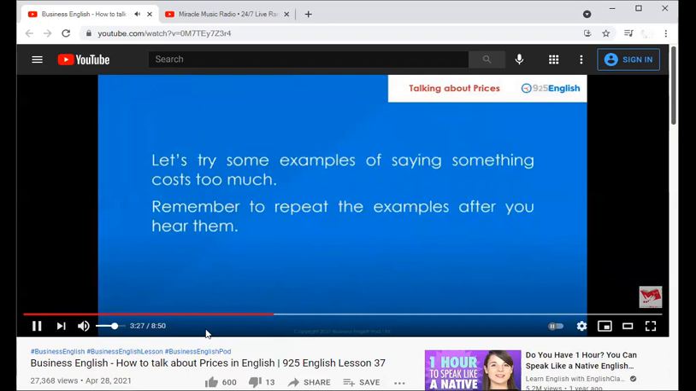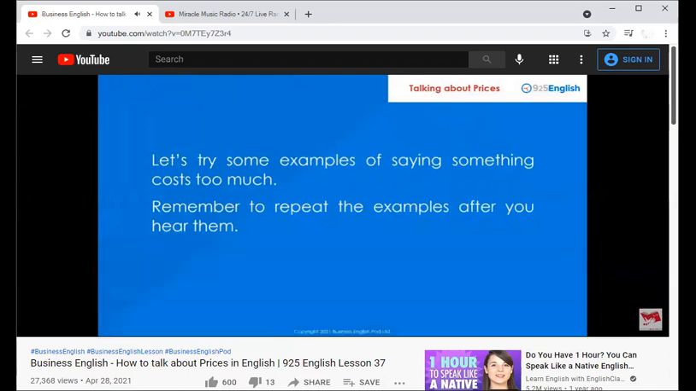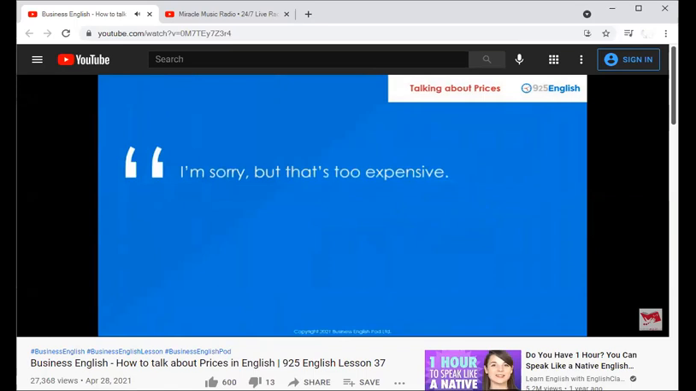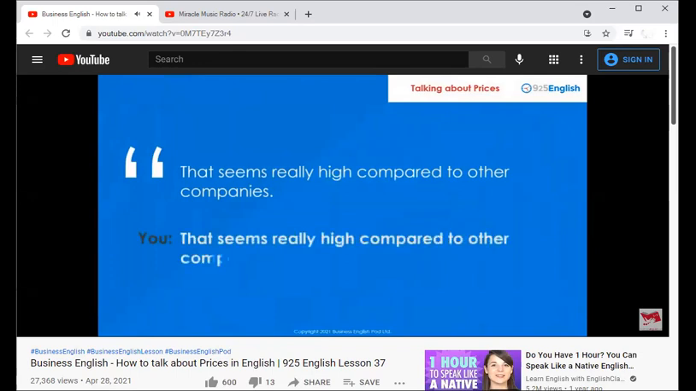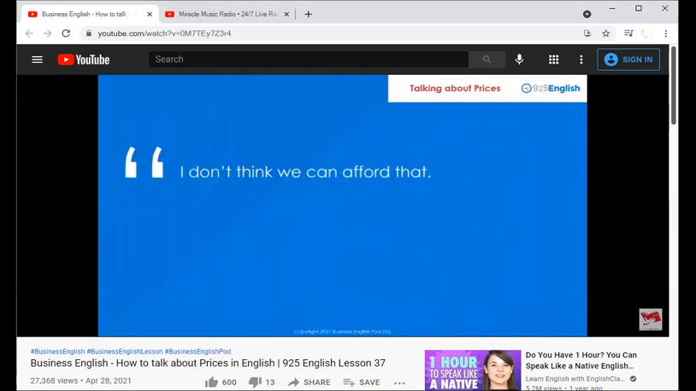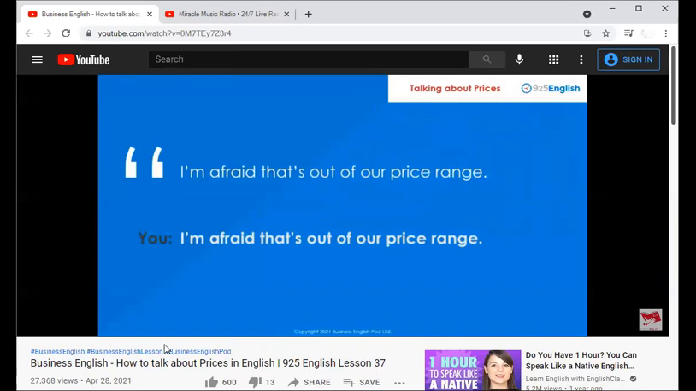Let's try some examples of saying something costs too much. Remember to repeat the examples after you hear them. I'm sorry, but that's too expensive. That seems really high compared to other companies. I don't think we can afford that. I'm afraid that's out of our price range.